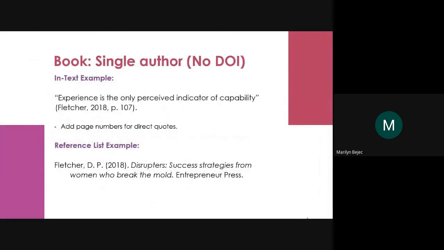For a book with a single author with no DOI, in text you have the direct quotation, and then the author enclosed in open and closed parentheses, author's surname first, separated by a comma, then the copyright year and the page number. You have to add the page number for the direct quotation. In the reference list, you have the surname of the author, the same procedure, and then the copyright year, the title of the book in italic, and then the publisher.